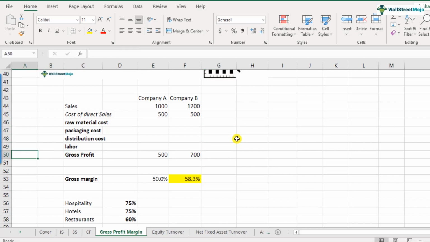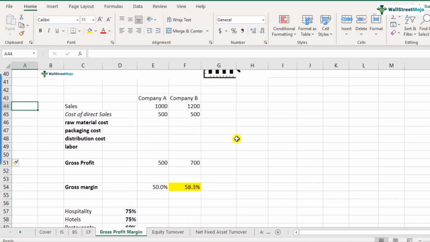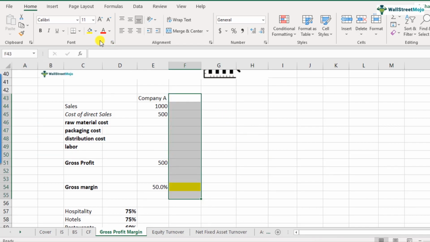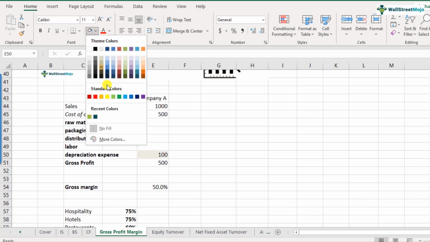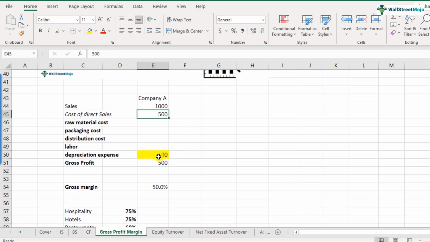So let's say in this example, I'll just remove company B for the sake of convenience. Let's say there is a depreciation expense which this company A has included, and that was 100. This is the amount that was already included in the cost of sales. So 500 includes the depreciation expense. Now, is depreciation expense a direct expense? No, it is not. It's basically an indirect expense. It should come below gross profit, but because of the way the company has disclosed it, they have included it as a depreciation expense.